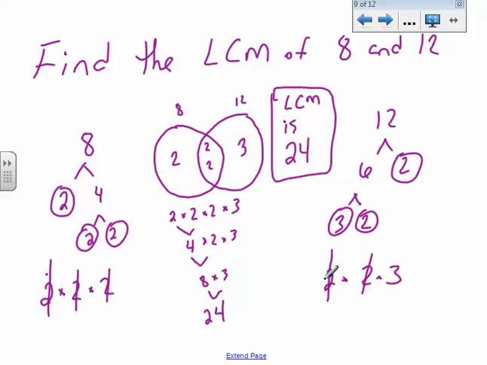So that's one method. You can use prime factors. Notice what I did. I just took what they had in common, it went in the middle of the Venn. I took what was unique, and it goes under each number, and then I took all of those and I multiplied. Okay? You can use that method.